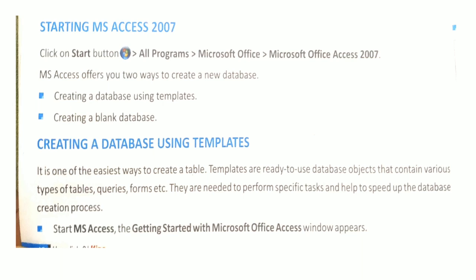Starting MS Access 2007. Now how will we start MS Access 2007? For that, click on the Start button, then choose All Programs, then choose Microsoft Office, and then Microsoft Office Access 2007. In this way, you will be able to open MS Access 2007.